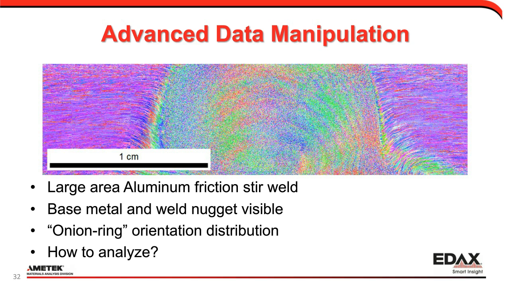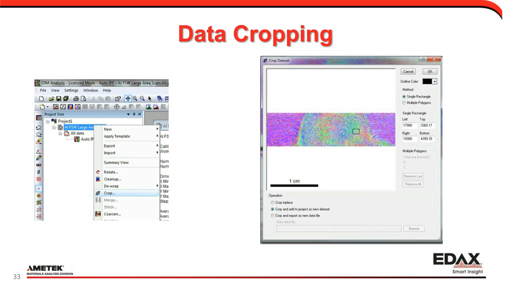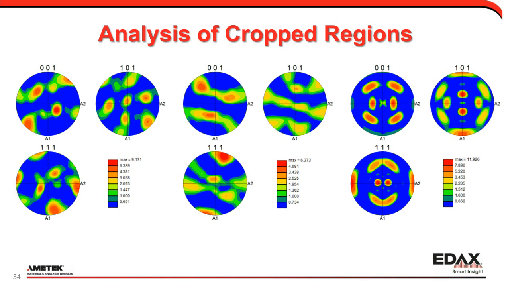So one way we can do this is through data cropping. So we have functions for cropping, for merging, rotating, all of this manipulation. But with data cropping, we can go in and pick out different subsets of the region and then pull out pole figures from those different regions. So we see on the right the base metal. In the middle, we see part of the weld, and we can kind of see how that's oriented relative to the normal of those onion ring layers. And then in the recrystallized nugget, we get a different texture.